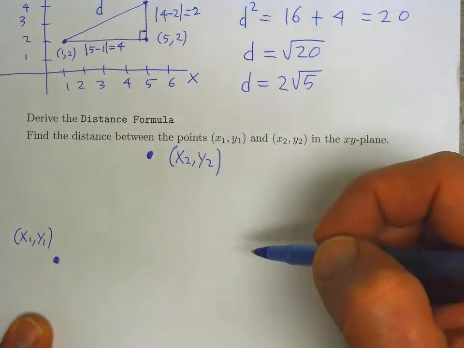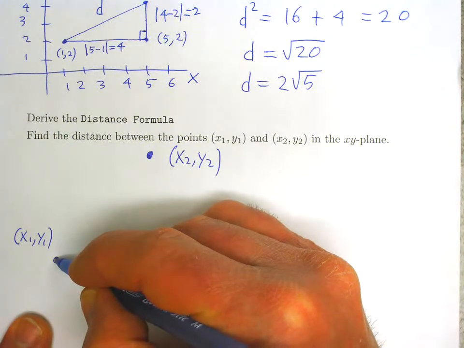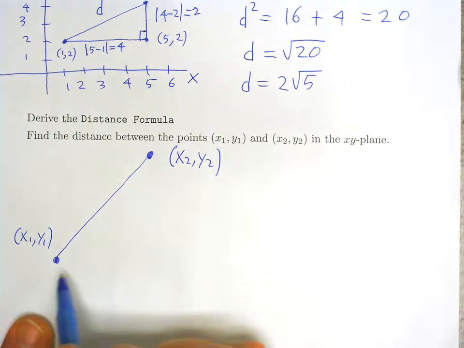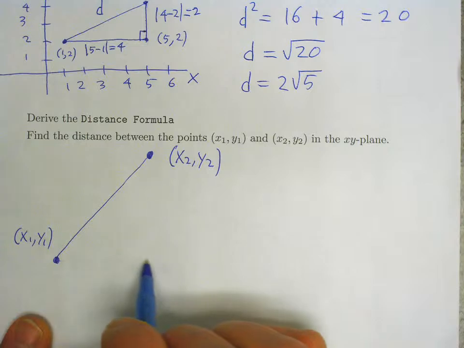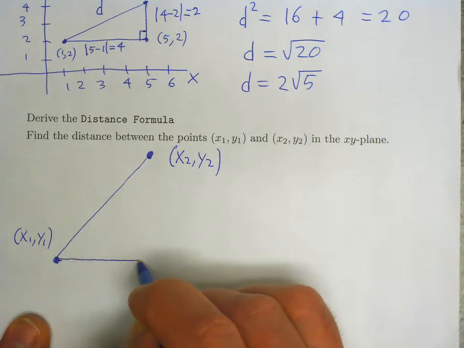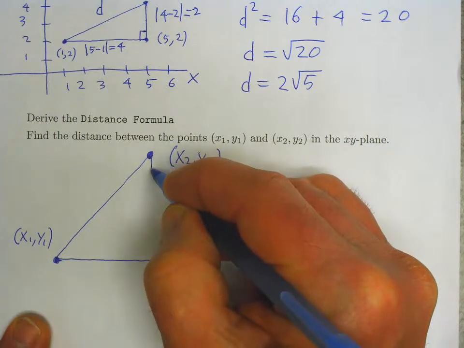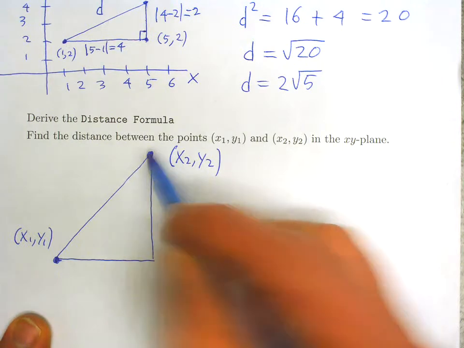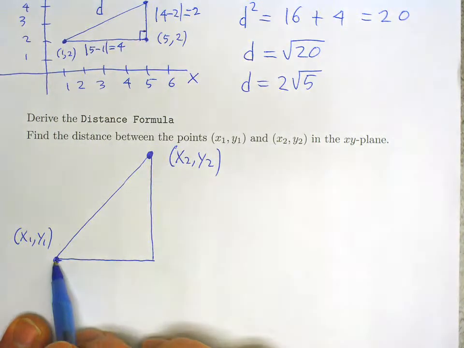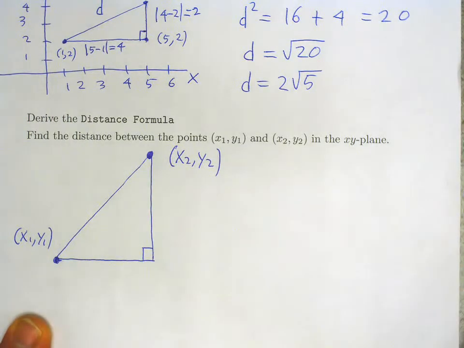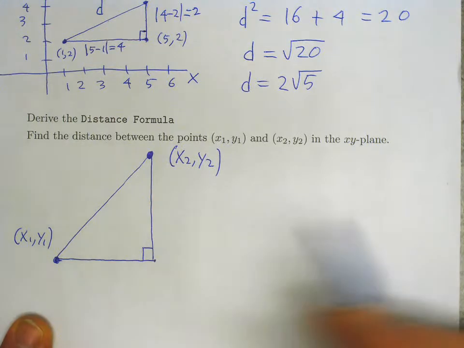So we can construct a right triangle. The hypotenuse will be the straight line segment that connects those 2 points. And then we connect horizontal and vertical line segments that intersect along the same vertical line that contains this upper point and the horizontal line that connects the other point. So those intersect and form a right angle.